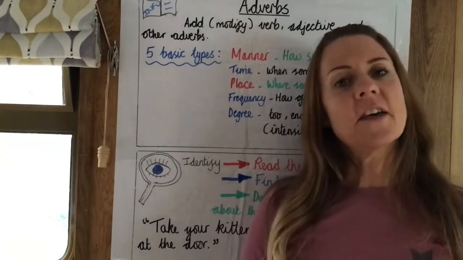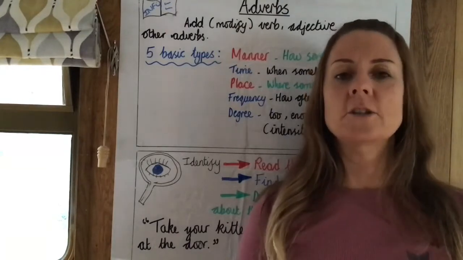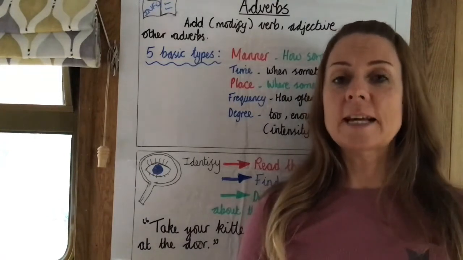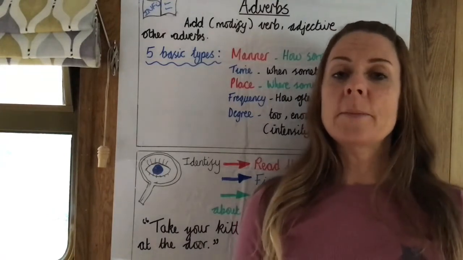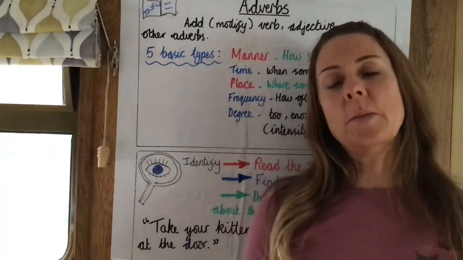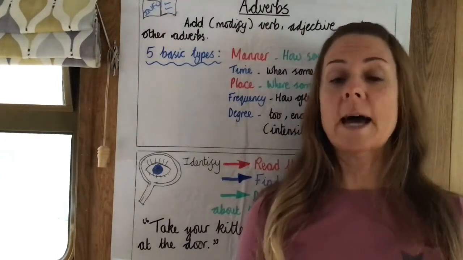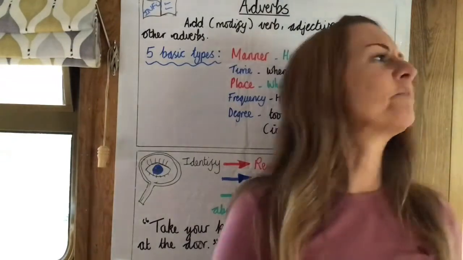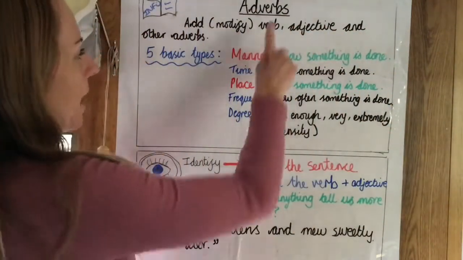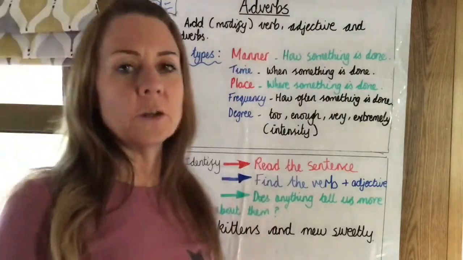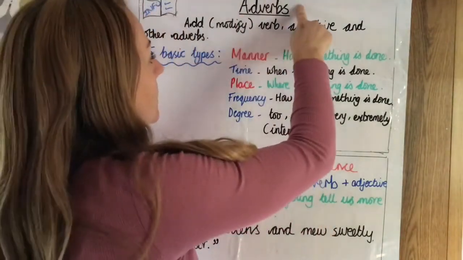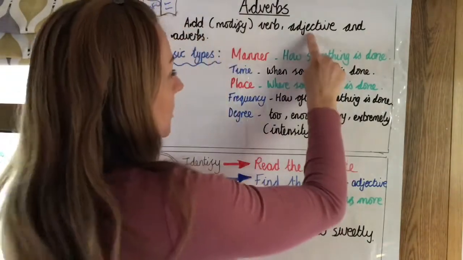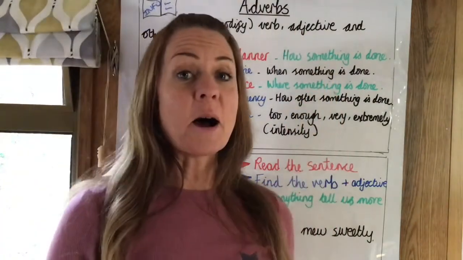Now adverbs, I think, are the most challenging out of all four to identify. So it's better to do those lessons, like I've said, in order, because the skill of finding an adverb depends on understanding what a verb is and what an adjective is. Let's have a go. So adverbs, what they do is they add information to verbs, but they also modify adjectives, and other adverbs too.